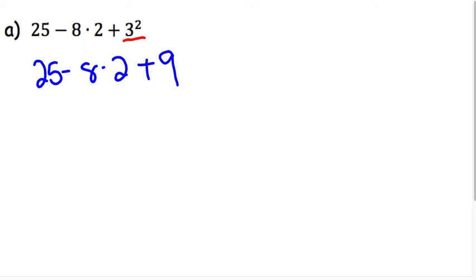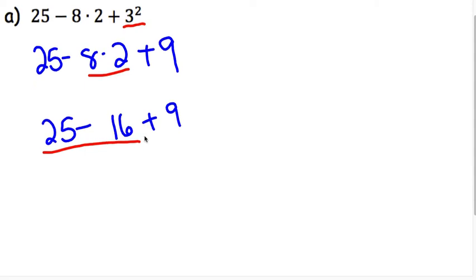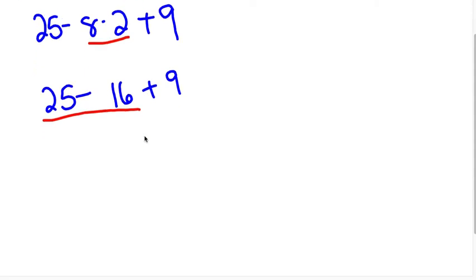So we did the exponents, then we do multiplying and dividing, again, however they appear. So I'm going to do 8 times 2. So I'm going to have 25 minus 8 times 2 is 16 plus 9. And now again I'm going left to right. So I'm going to do the subtraction before the addition here. And again, it's important that you do it that way, because if you did 16 plus 9 and got 25, and then 25 minus 25 and got 0, that would be a mistake. So we have to go left to right.